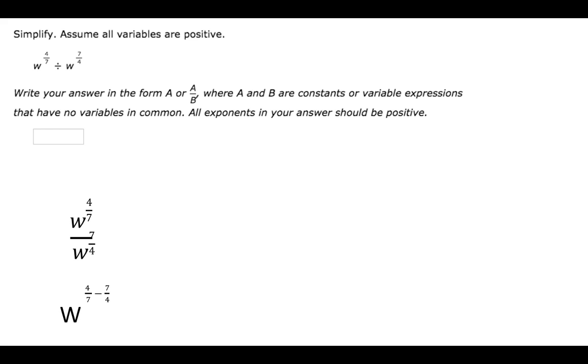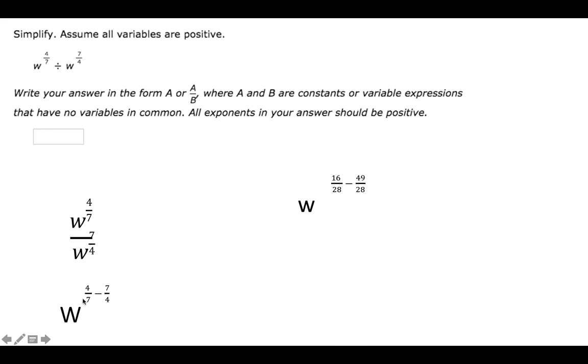Again, we encounter the issue that the denominators are not the same, therefore we got to multiply to get a common denominator. So for this side of the fraction, I'm going to multiply top and bottom by 4 to get the denominator 28. For this side, I'll multiply top and bottom by 7, and again, I'll be getting 28. Let's go ahead and see what that gives me.